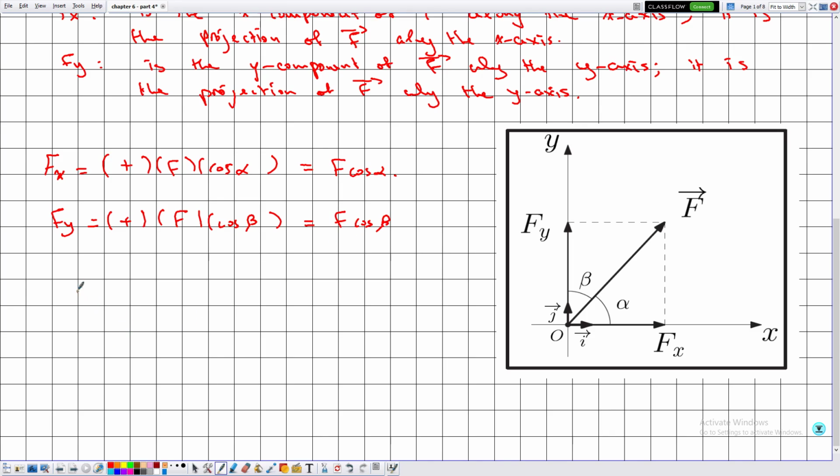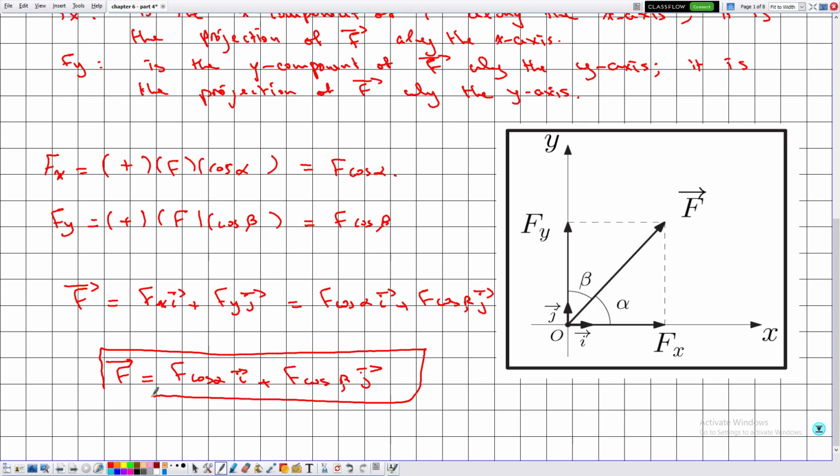Then in this case, the force f, which is given by Fx i plus Fy j, is equal to f cosine alpha i plus f cosine beta j. So the f vector is equal to f cosine alpha i plus f cosine beta j, in which alpha and beta are angles.